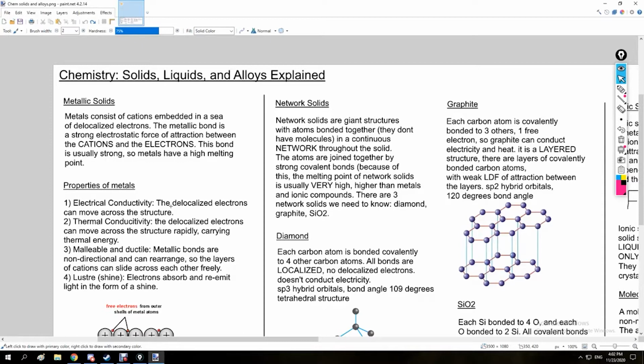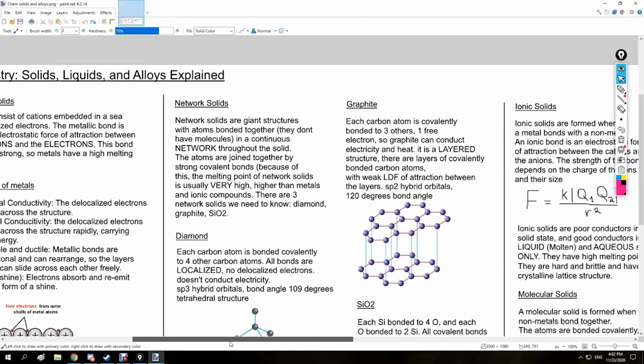The third is that metals are malleable and ductile. Malleable means that you can hammer them into thin sheets, and ductile means that you can roll them into thin wires. This is because of the metallic bonds that are non-directional and can rearrange, so the layers of cations can slide across each other freely. The fourth and final property we're going to be going over is the fact that they are lustrous, or emit a shine, and this is because electrons absorb the light and re-emit the light in the form of a shine.